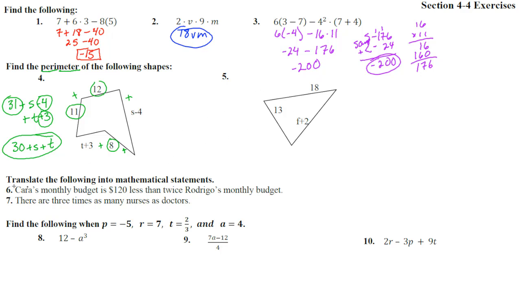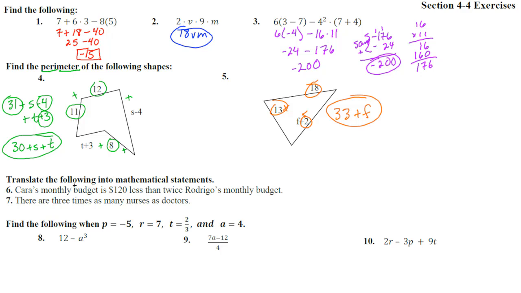Okay, number 5. 13 plus 18 plus f plus 2. All right, so 13 plus 18 is 31. Take those two, and we got 31 plus 2 is 33, so we have a 33 plus that f. We don't really know what that f is, but that's how you can write it, or f plus 33 would be fine. Okay, number 6.